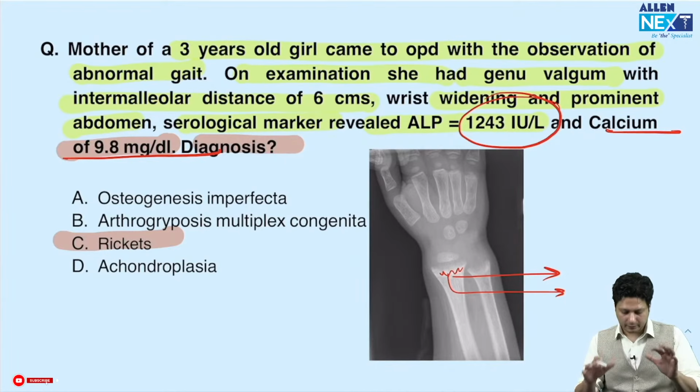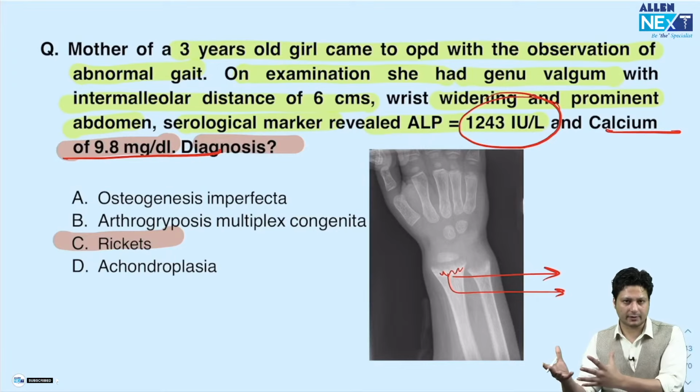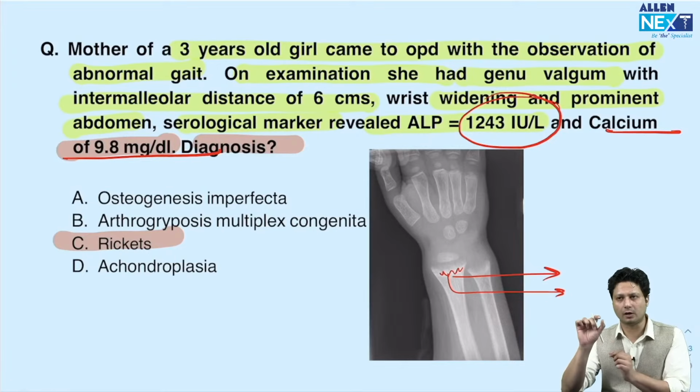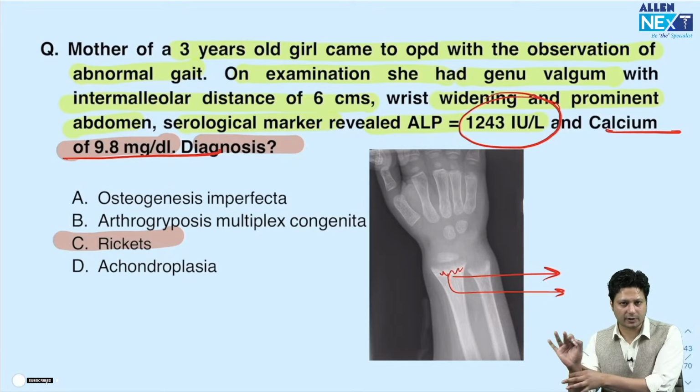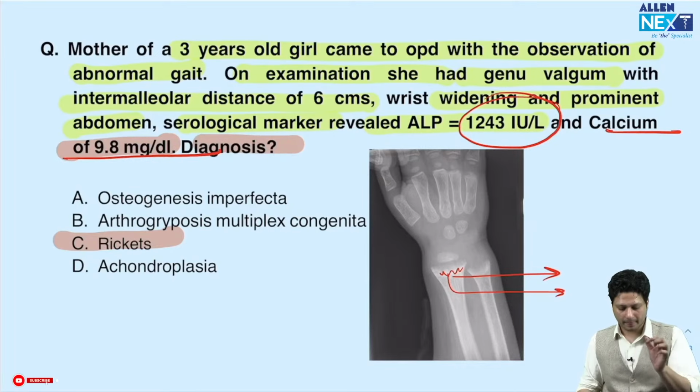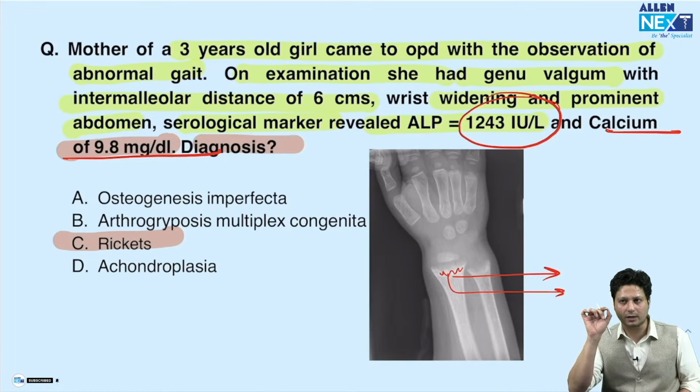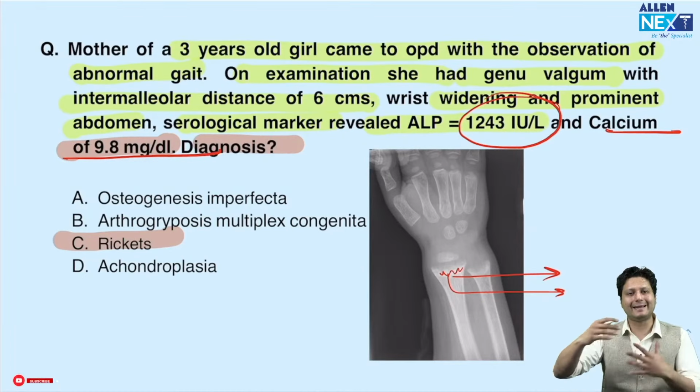So why is it rickets? Despite the patient having a normal calcium concentration in the blood, why is it considered to be rickets? It is considered to be rickets because the calcium is compensated by increased parathormone.